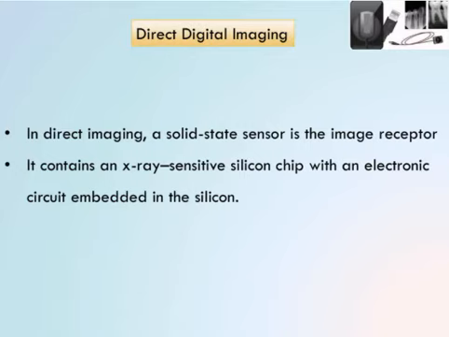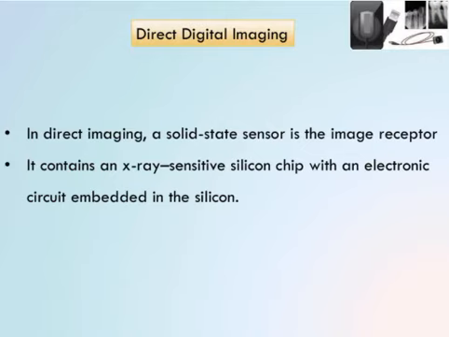In direct imaging, a solid state sensor is the image receptor. It's also called CMOS or CCD receptors, which stands for complementary metal oxide semiconductor or charge coupled device. These terms will be appearing in the further discussion topics. Okay, so it contains an X-ray sensitive silicon chip with an electronic circuit embedded in the silicon. So, what do you mean by that?